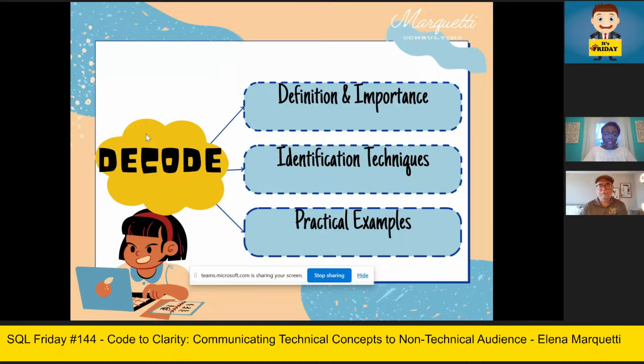So we also need to consider identification techniques like contextual analysis. You want to pay attention to the context in which the technical terms are used. Understanding the surrounding text or conversation can provide clues to the meaning of unfamiliar terms. Have you heard of root word analysis? Where you look at the particular pieces of the word to try to understand what it is. Learn how to break down technical terms into their root words, prefixes, or suffixes. When you identify familiar components, you can deduce the meaning of the term as a whole for your audience.